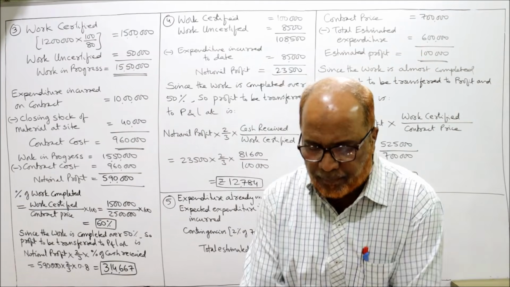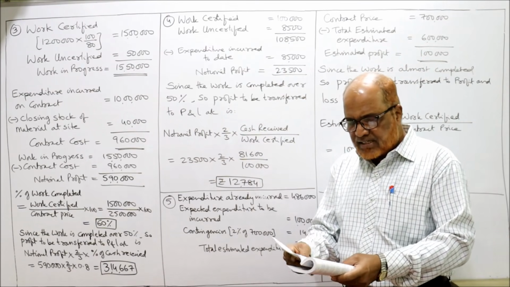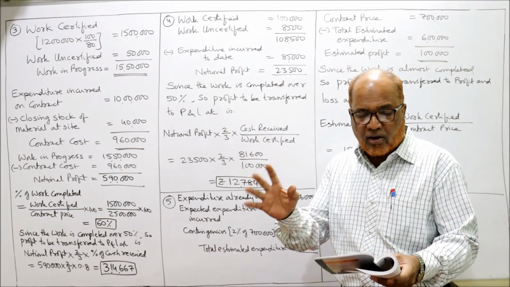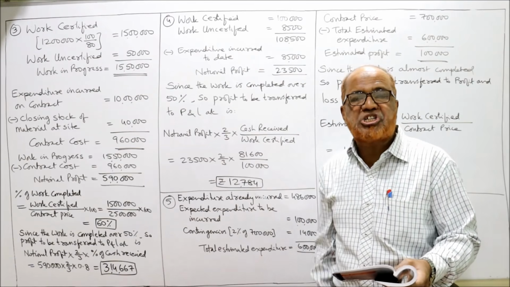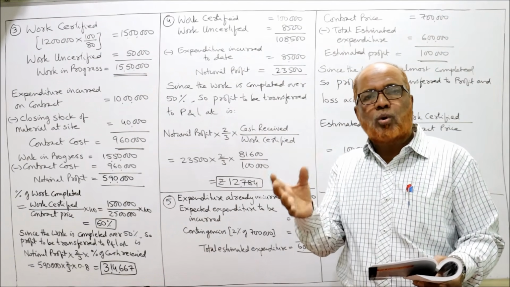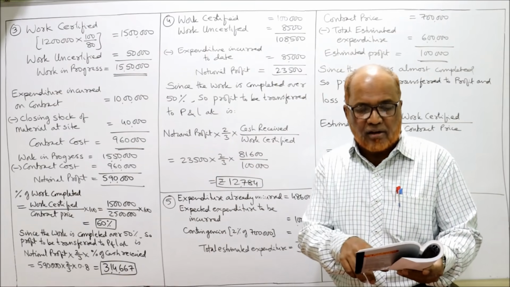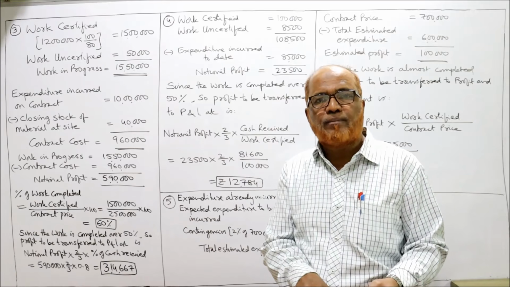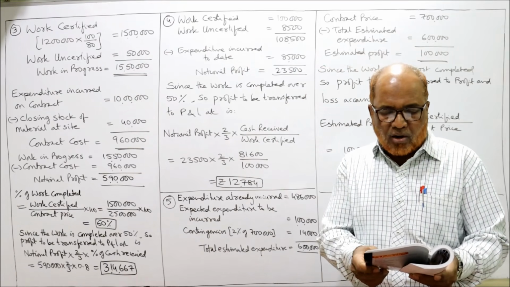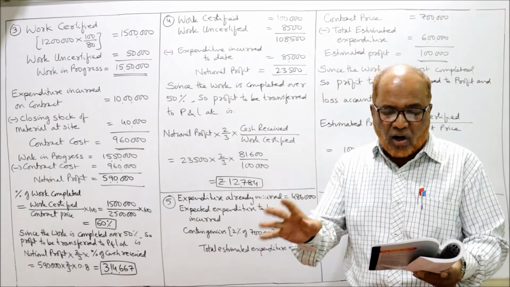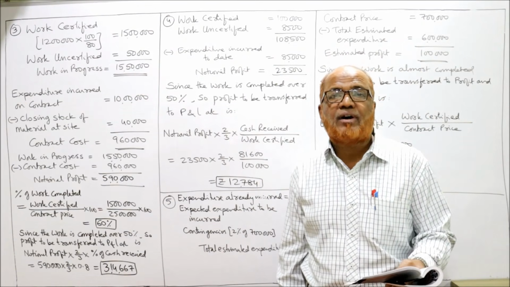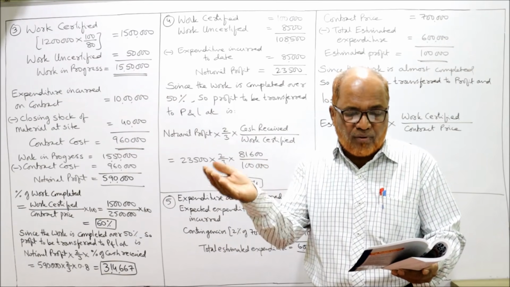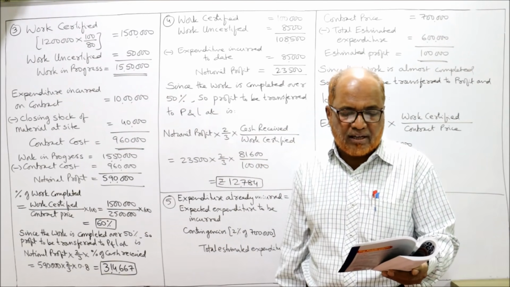Now see the fifth problem. At 31st December 1997, 4,86,000 has been expended upon a contract. Expended means expenditure incurred. Total expenditure on a contract is 4,86,000, and the value of work certified is 5,25,000. The cost of work performed but not yet certified, uncertified work, is 15,000.